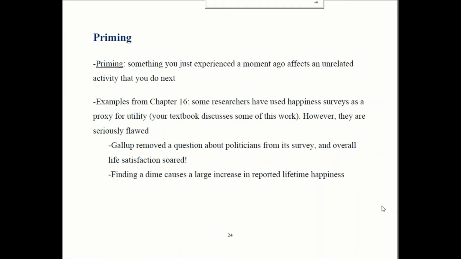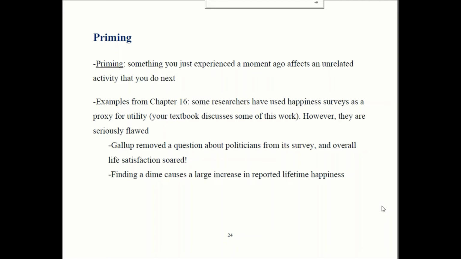I talked about happiness surveys back in chapter 16. So we defined utility to be, loosely speaking, the amount of happiness you get from consuming. Now, some papers out there try to measure happiness by taking a survey. They ask you, like on a scale from 0 to 10, how happy are you with your life overall? Stuff like that. I said those surveys are basically nonsense, and the reason is that priming seems to have a lot to do with it. So one example I mentioned was that Gallup has a tracking poll.